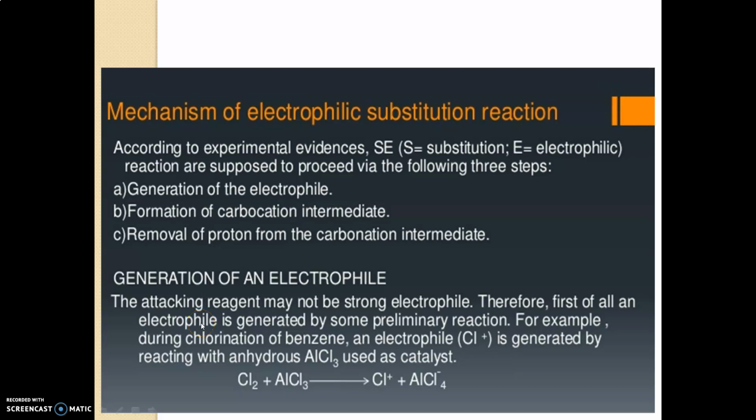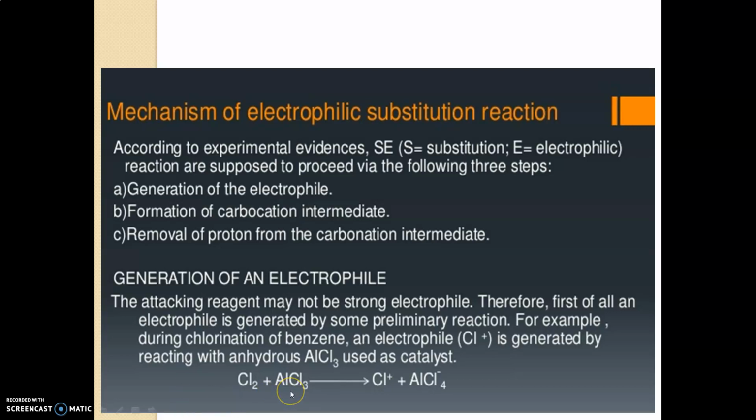The electrophilic substitution reaction has three steps. The first step is generation of the electrophile, then formation of a carbocation intermediate, and then removal of a proton from the carbocation intermediate. Let's check. Here we can see this reaction will occur in the presence of a Lewis acid. These Lewis acids can act as a catalyst in the reaction.